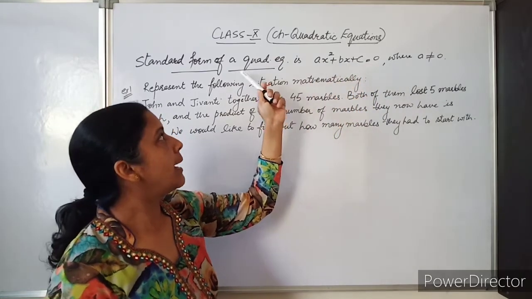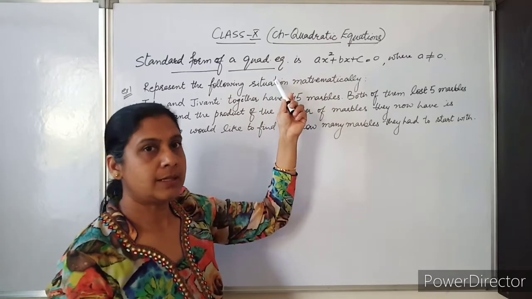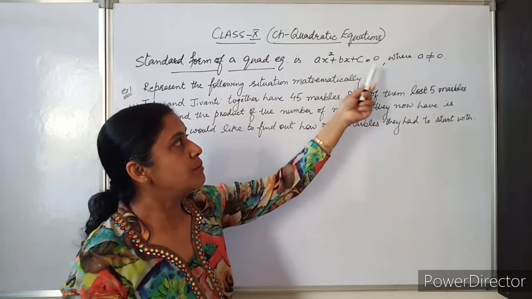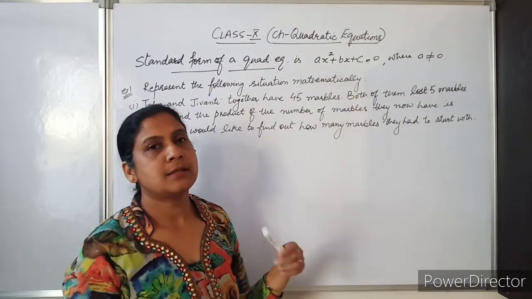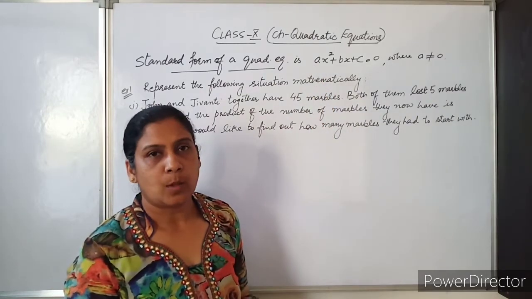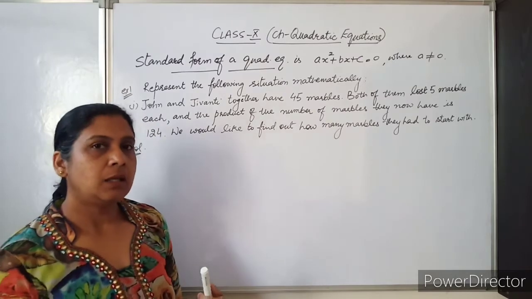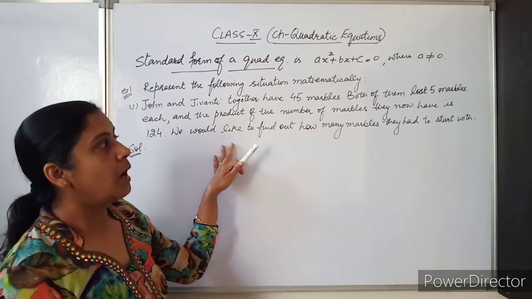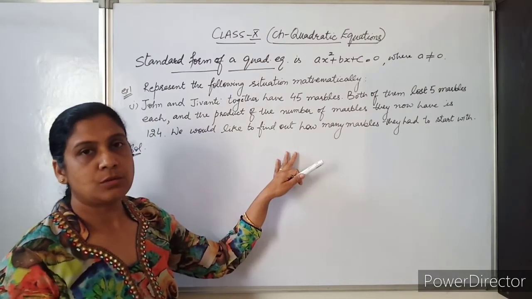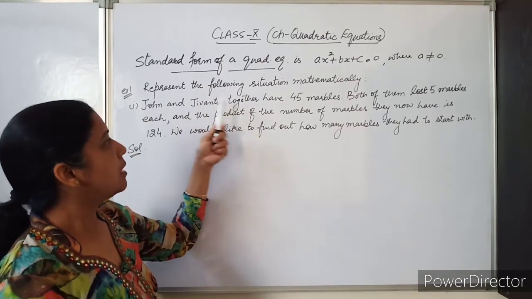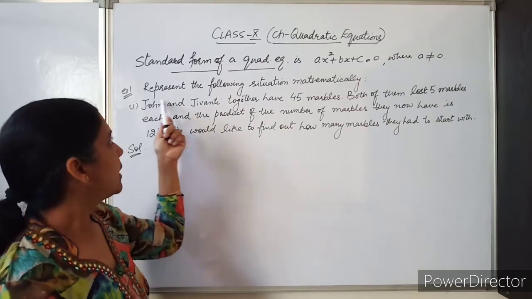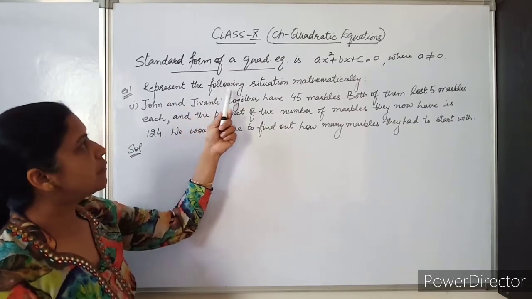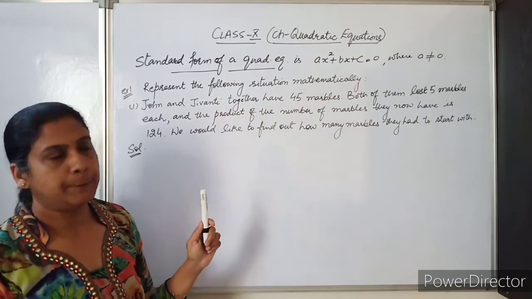So in order to have a quadratic equation, that is an equation with degree 2, we must have a term containing degree 2. The variable may be x, may be y, may be t, depending upon the question. So right in the beginning, we will be starting with the questions, how to frame the questions given in the form of quadratic equations. My question says, represent the following situation mathematically.